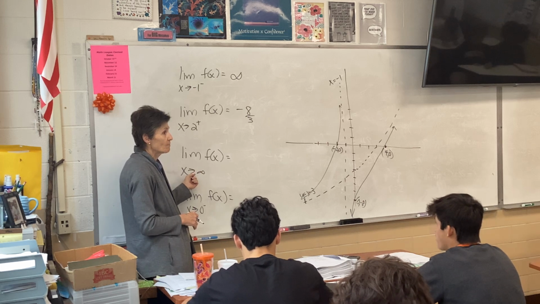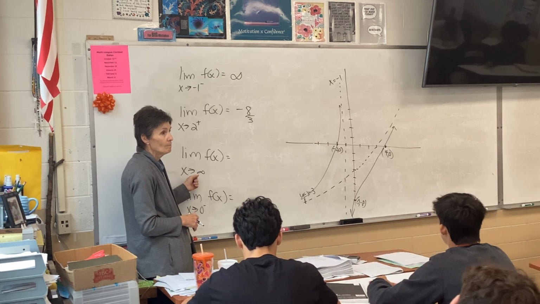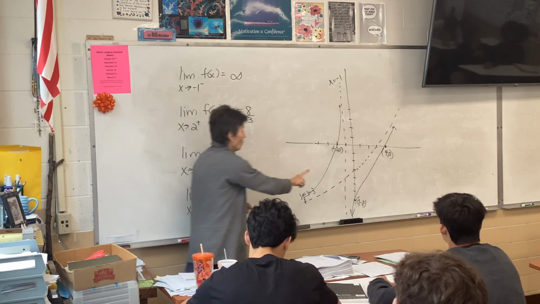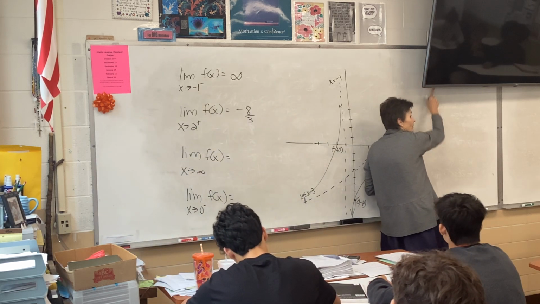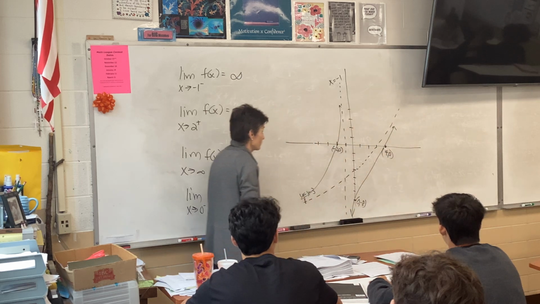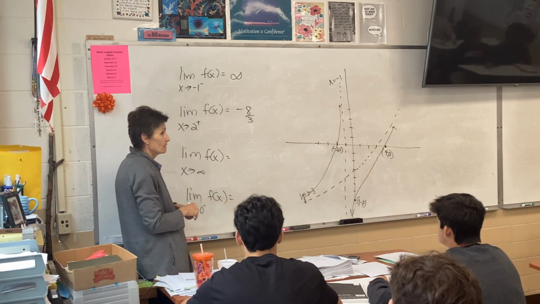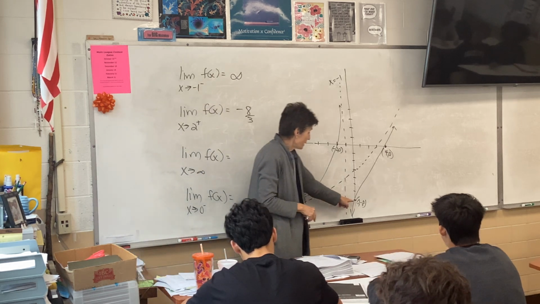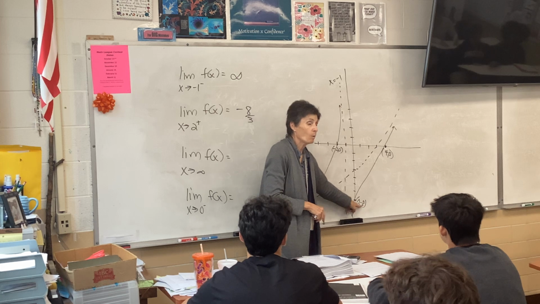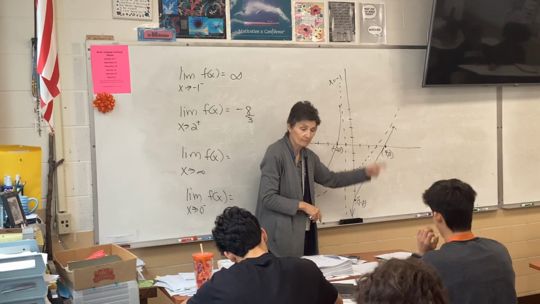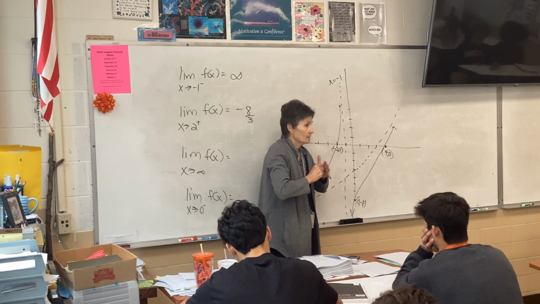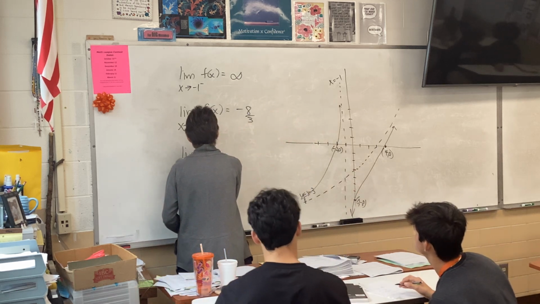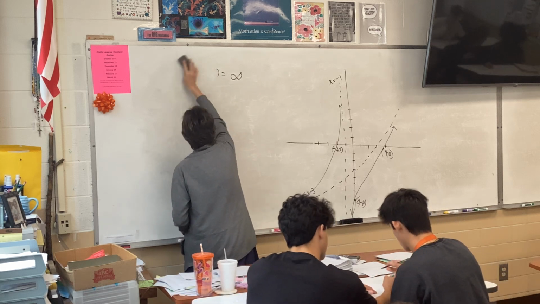All right, x approaches infinity. What am I asking here? What happens when I go that way? It goes to infinity. It's going up. Okay, x approaching 0. Well, isn't that a point? Yep. And the y coordinate is negative 8. Got it. So it'd just be f of x equals negative 8. The limit equals negative 8.